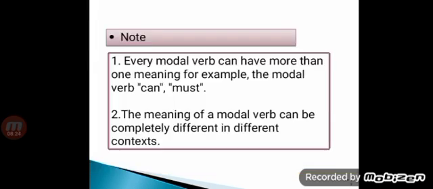You should know that every modal verb can have more than one meaning. For example, the modal verbs can and must. I will explain that. Number 2, the meaning of a modal verb can be completely different in different contexts.